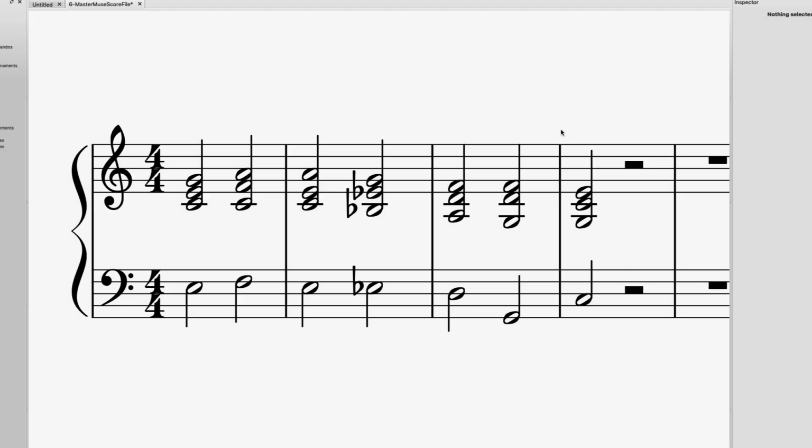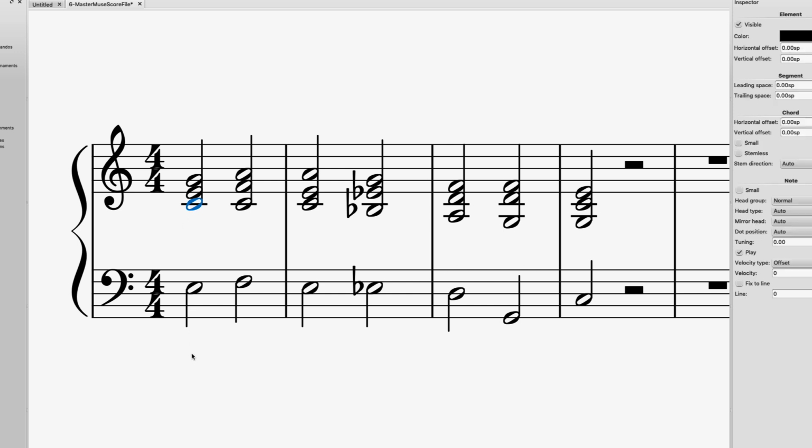Okay, let's talk about mode mixture. So, I have a chord progression here for us, and rather than just give you a textbook definition of mode mixture right away, I thought, let's hear it. So, let's listen to this funny little chord progression and see if we can figure out what's going on. Here we go.